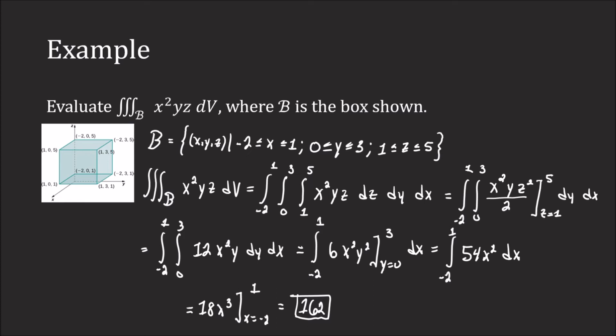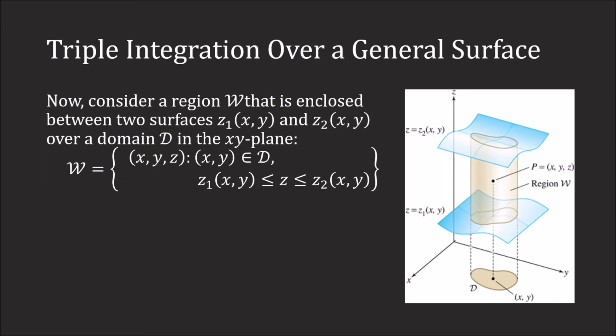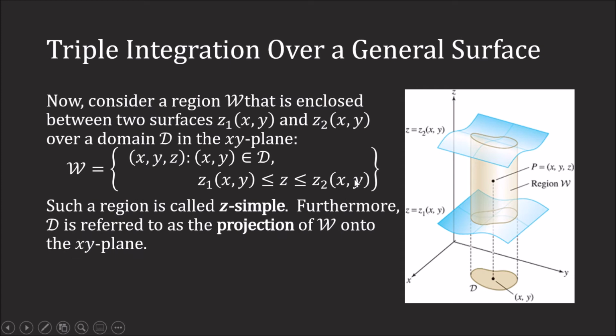So now we can look at triple integration over a general surface. Consider a region W that is enclosed between two surfaces, z1 of xy and z2 of xy, over a domain D in the xy plane, as we can see here. Here's our surface in space. This is one surface, this is another surface up here. And so it can be represented like this here. Now, such a region is called Z simple.